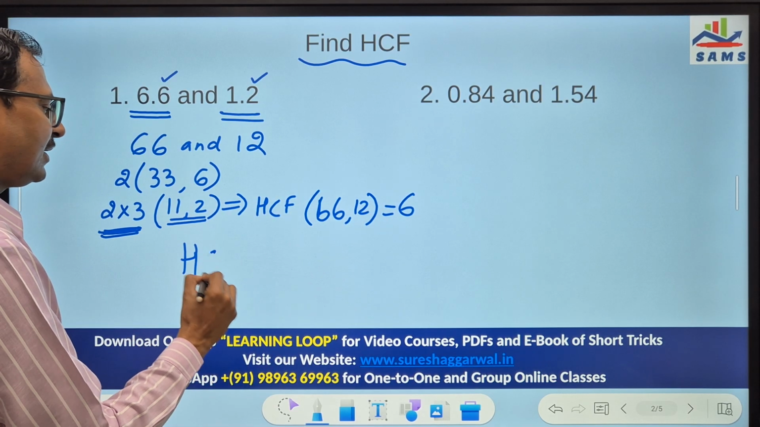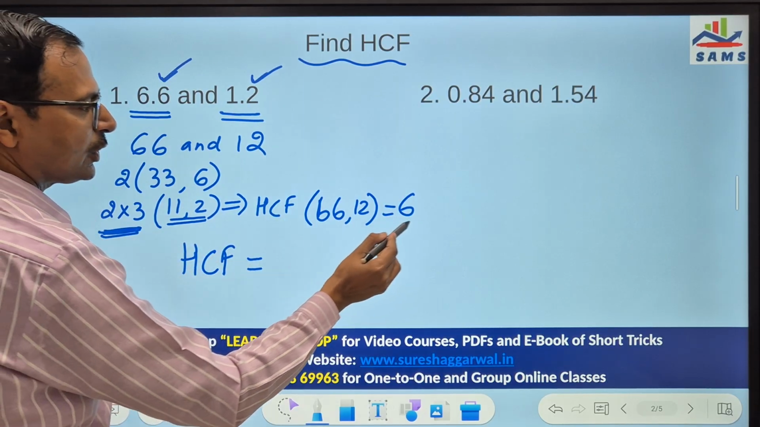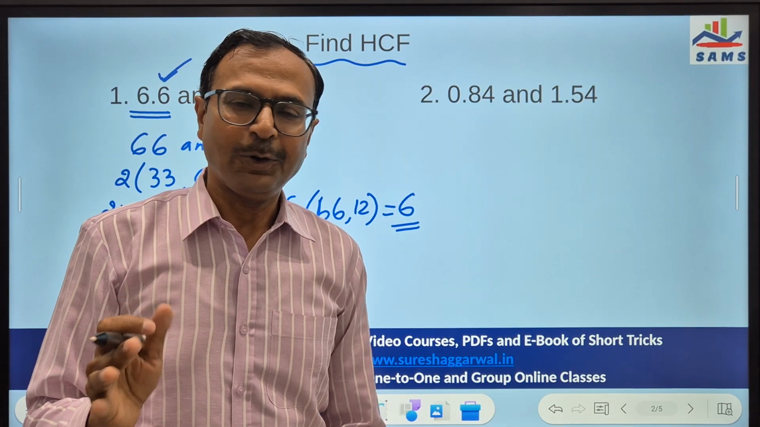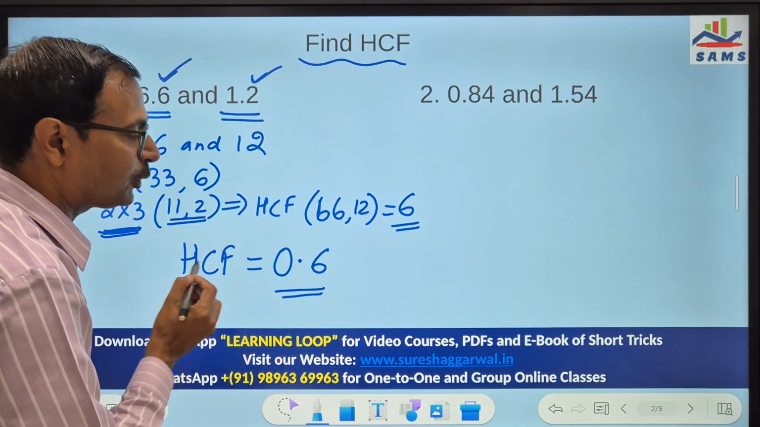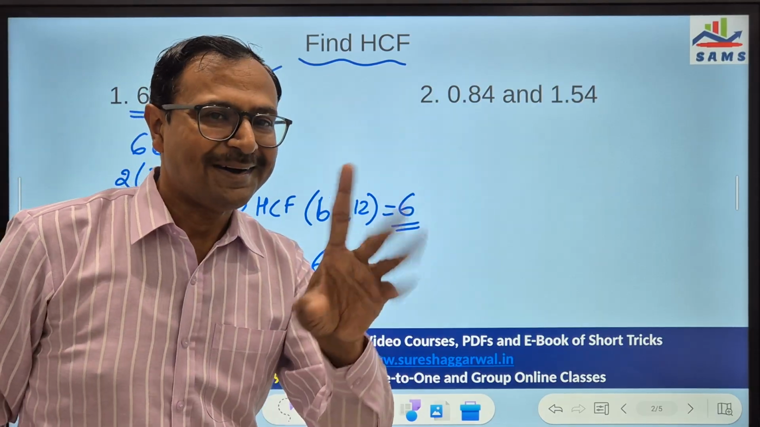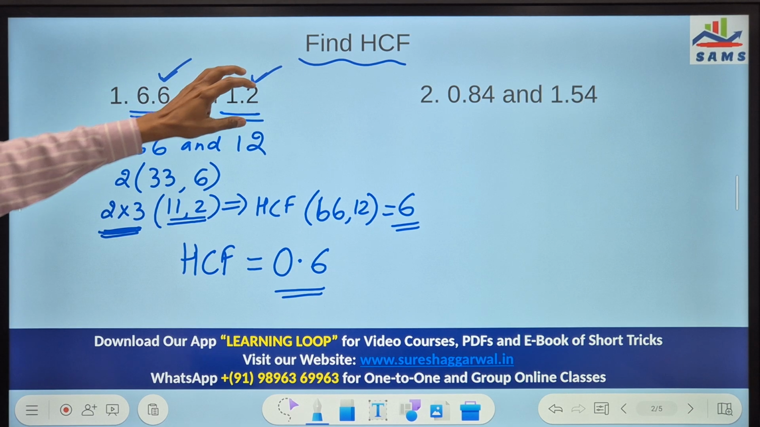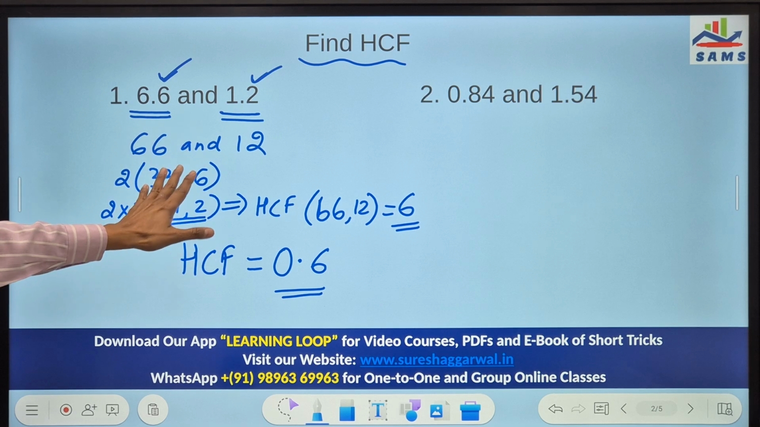Now since our decimals had one decimal place each, your answer will also have one decimal place finally. Okay, now 6 becomes 0.6 because I have to put a decimal one digit from the right hand side. So you can check for 6.6 and 1.2, 0.6 is going to be the highest common factor.